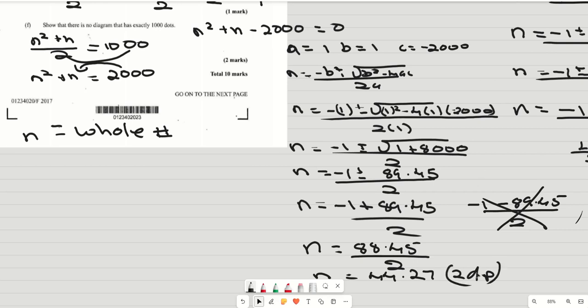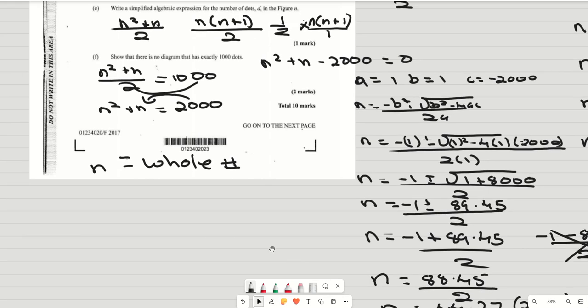When you get that, all you have to say is n can only be a whole number, and when the number of dots is equal to 1,000, n is equal to 44.27. So all you have to say is n has to be a whole number, and 44.27 is not a whole number. That is the working for this.